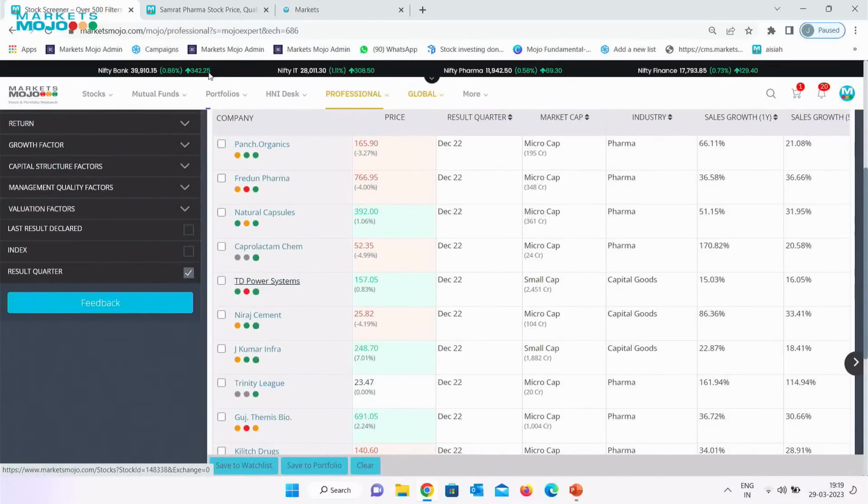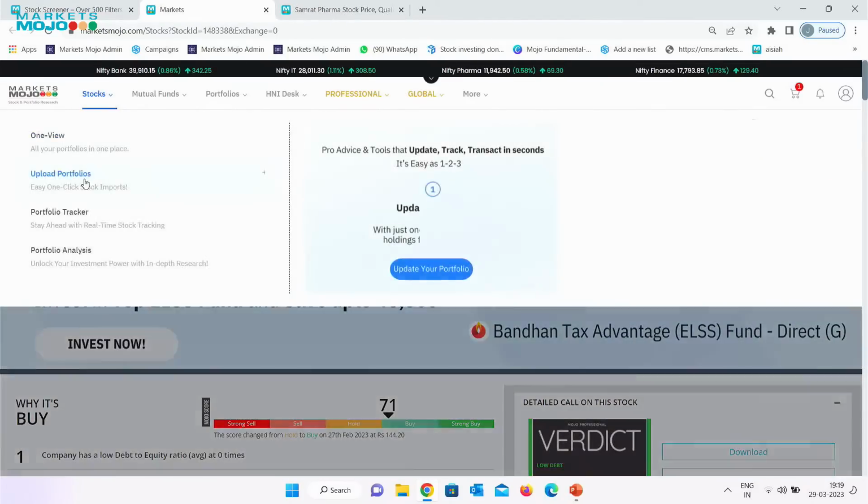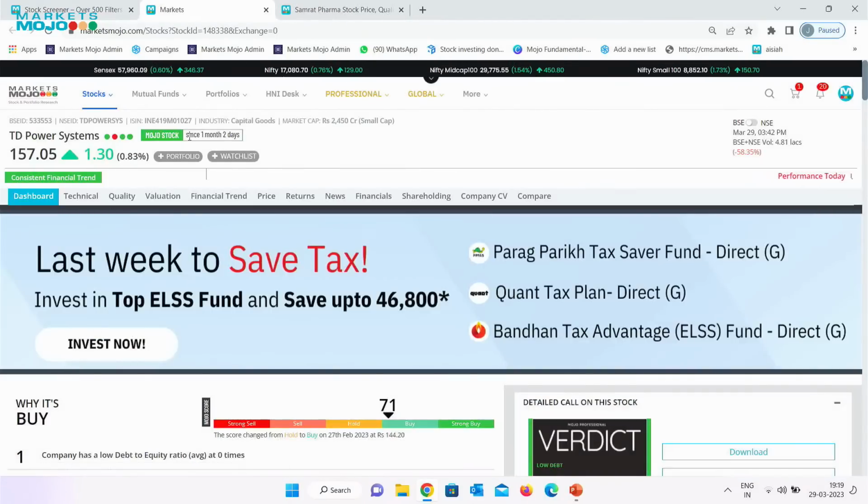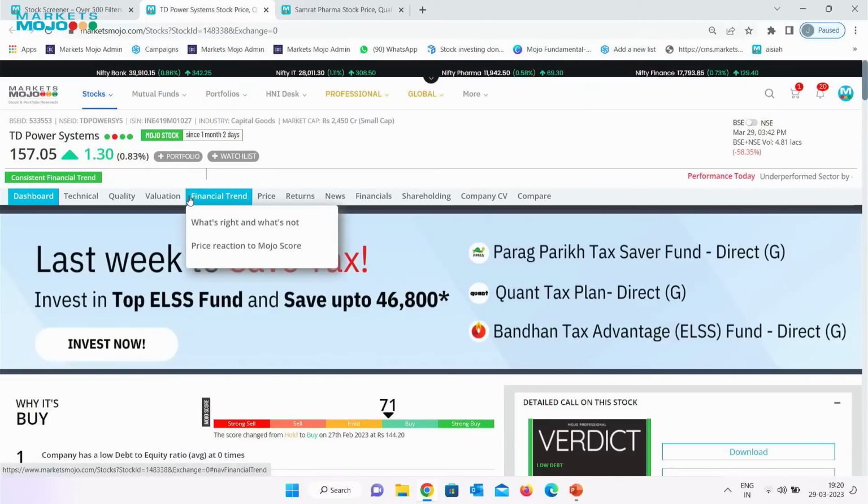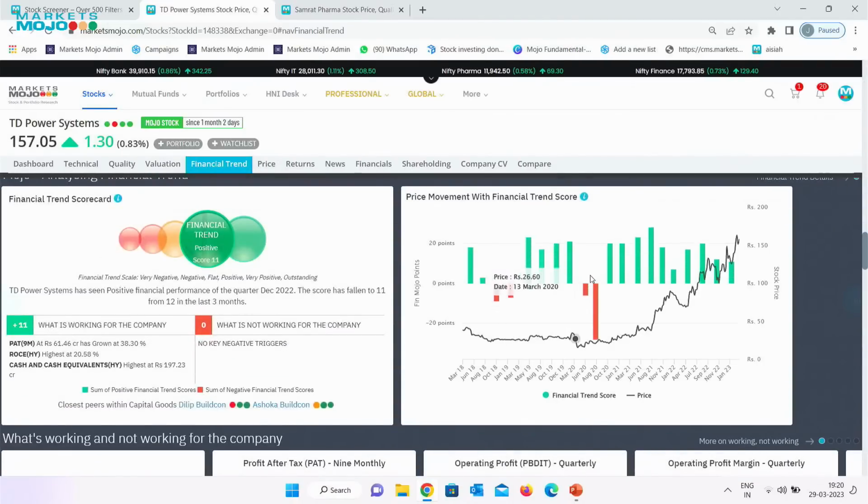I'm looking at TD Power Systems, for example. It has a consistent financial trend, and yes, it's also a Mojo stock, and it's also in the capital goods sector. So that's a double benefit over here. It says consistent financial trend, so let me just look at the financial trend. Yes, the financial trend has also been consistent. Now suddenly if the company declares 2-3 negative quarters, it won't be a GARP stock anymore. The earnings potential reduces. So you have to look at companies where these green sticks come back to back. They continue to show that growth potential going forward. It's a Mojo stock since 1 month, 2 days.